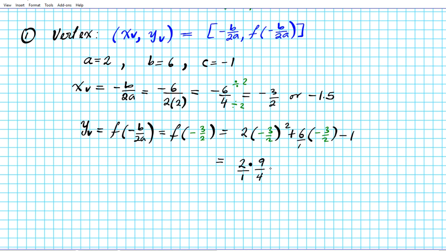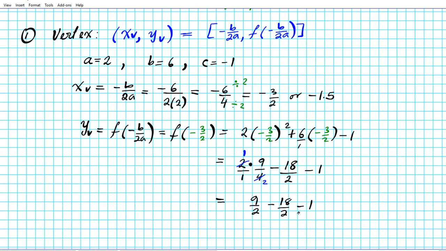Plus times minus is minus. 6 times 3 is 18 divided by 2, minus 1. Now, let's see what we can do here. If we look at the first fraction, we can reduce that. 2 goes into 2 once, 2 goes into 18 nine times. So we now have 9 over 2 minus 18 over 2 minus 1.